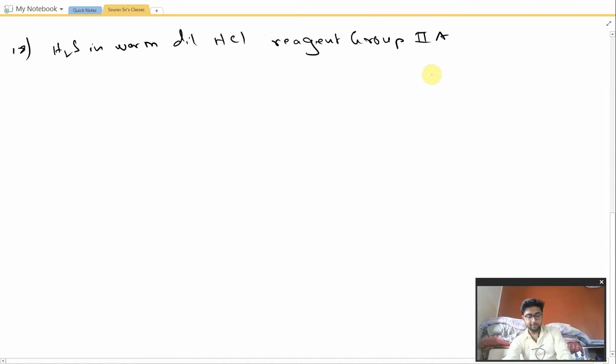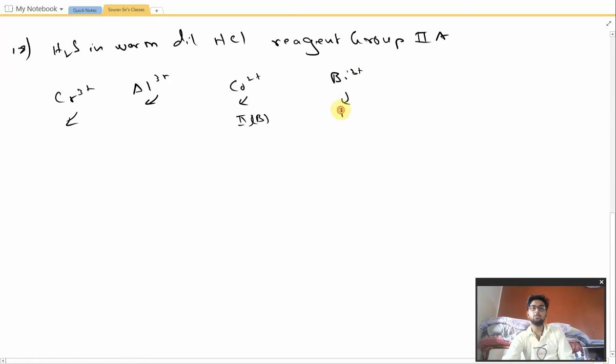Now the options that are given are chromium, which belongs to group 3, aluminium, which also belongs to group 3, cobalt, which belongs to group 2B, I guess 2B or 4, I don't remember exactly, 2B, and bismuth, Bi3+. Now bismuth is the only one which belongs to group 2A. Therefore, as it is in group 2A, H2S in warm dilute HCl would precipitate the bismuth ion quite easily compared to the rest of these compounds.